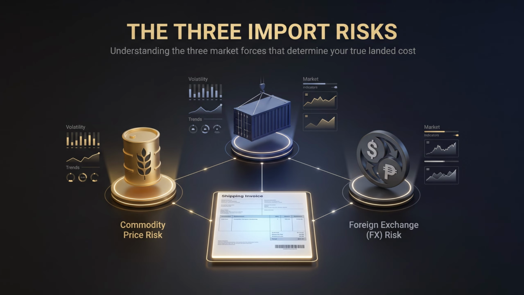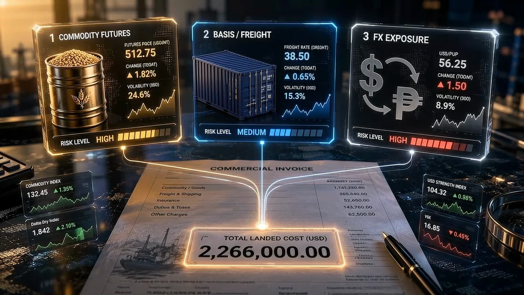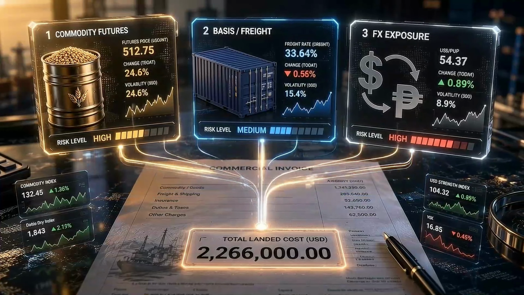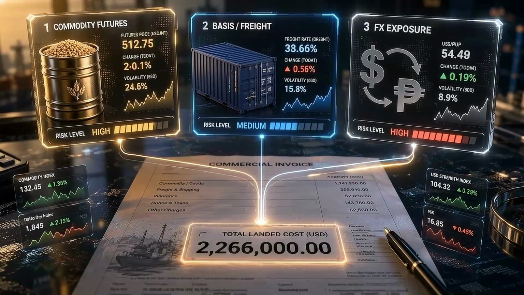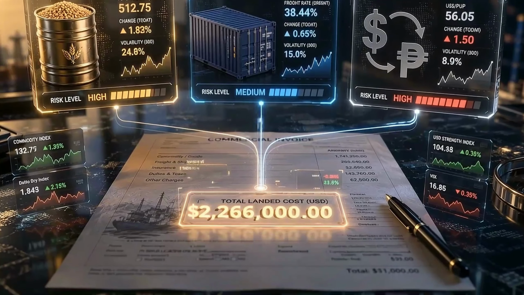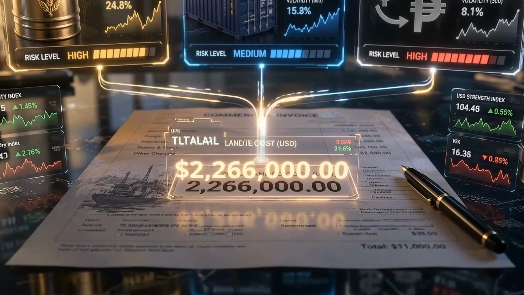The classic mistake importers make is treating the final supplier price as one massive monolithic number. Accepting a single bundled price means you're flying blind, accepting whatever the market dictates on the final day of shipment. But that final price is actually made up of 3 distinct exposures: the commodity price itself, the basis, and the foreign exchange rate.